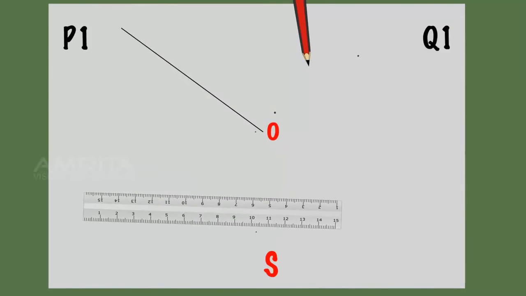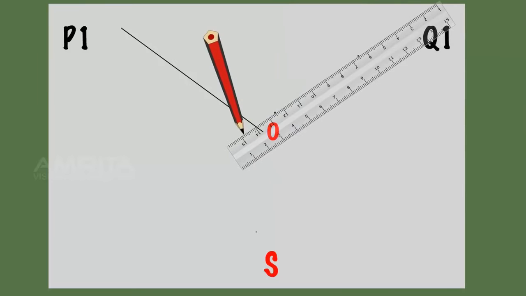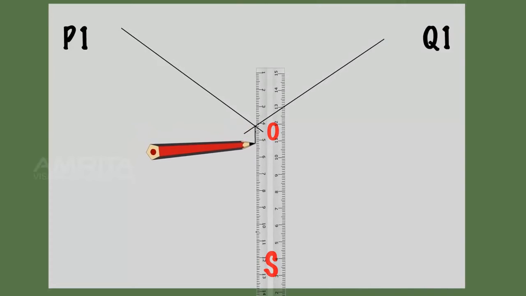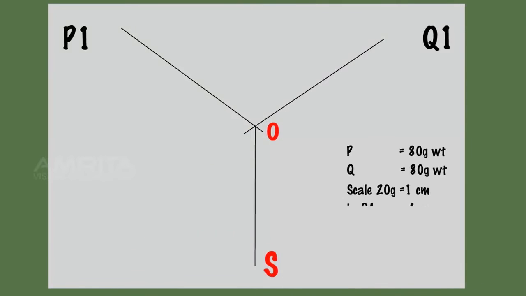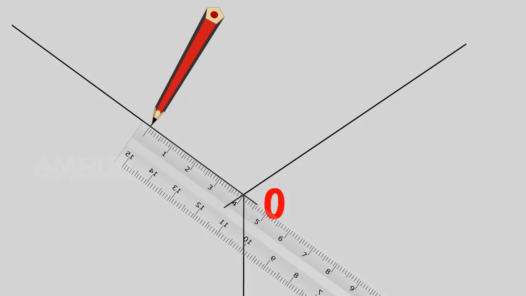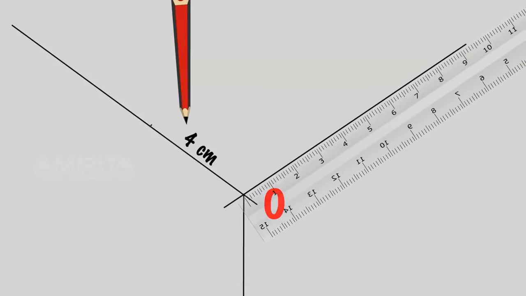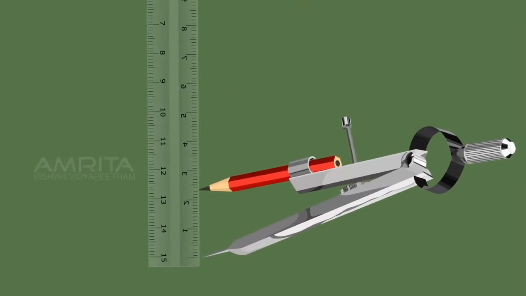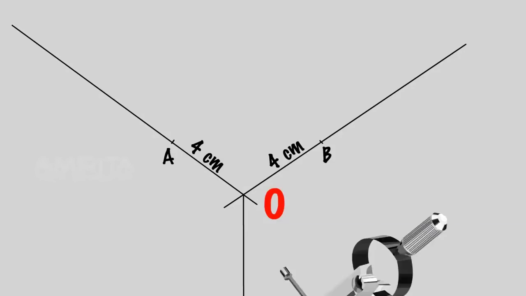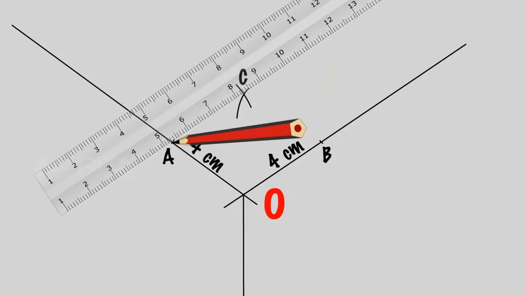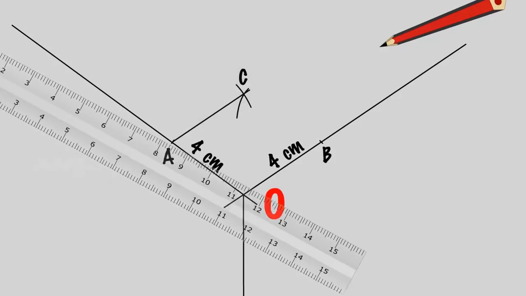Assuming a scale of 20 grams, OA is equal to 4 centimeters, OB is equal to 4 centimeters to represent P equals 80 grams weight and Q equals 80 grams weight respectively. Measure either side of point O with a scale. Measure 4 centimeters on a compass using a scale. Draw an arc from point B and another arc from point A joining the previous one and mark it as C. Complete the parallelogram AOBC.